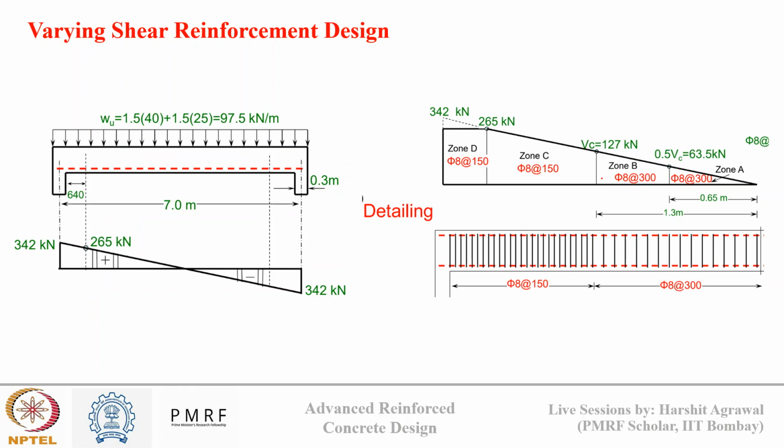So you saw an application of this concept in the recorded session. This was the beam under uniformly distributed load. For this load, we can make the shear force diagram. At a distance d away from the support, the shear force is critical. This distance we took as 640, which was the value of d. For this d, we estimated the shear force. From the shear force diagram, we know this is a straight line and this value is 342. Based on the slope of this line, we can calculate the value at a distance d.